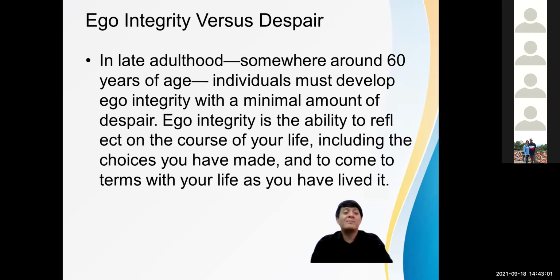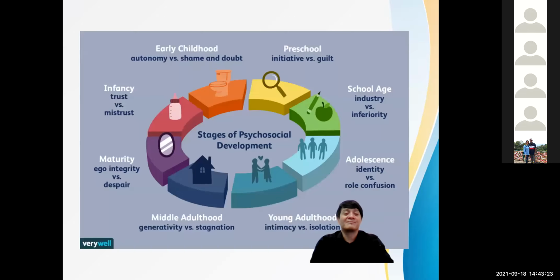So ego integrity versus despair is in late adulthood, somewhere in the 60s of age, and individuals must develop this ego integrity because it's the ability to reflect on the course of life, including the choices you have made, and to reflect through the course of your life.